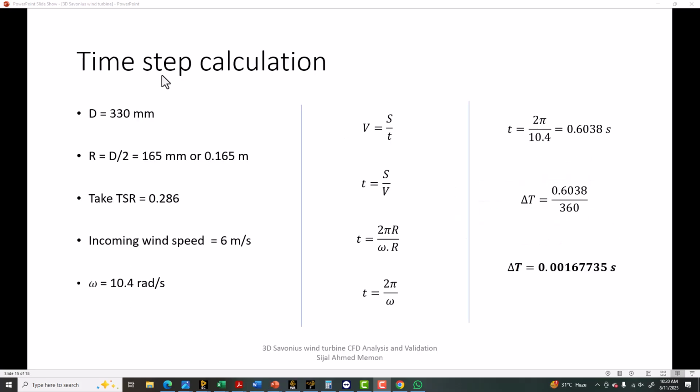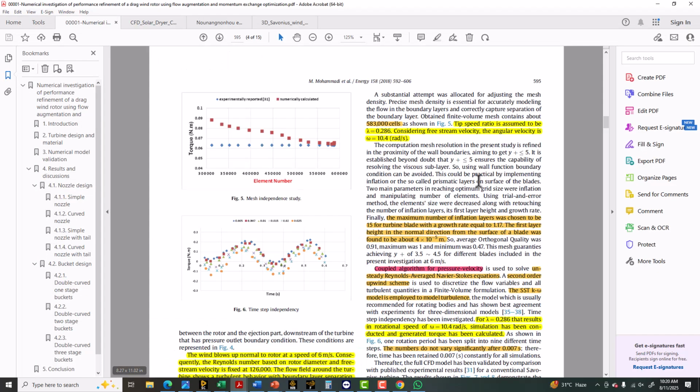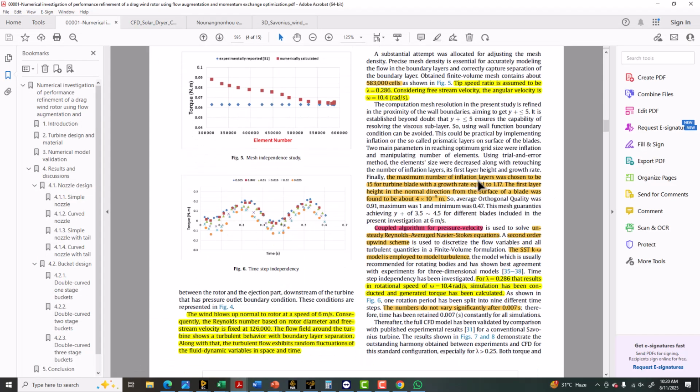And then the time step calculation. So the paper has used, they are saying that they are using a time step value of 0.007.